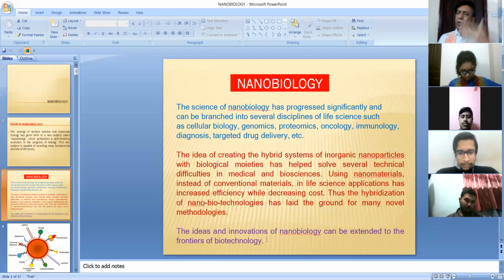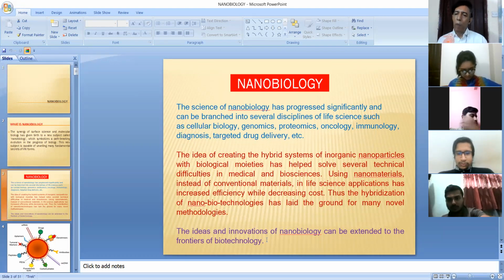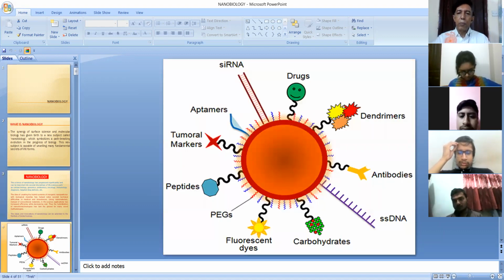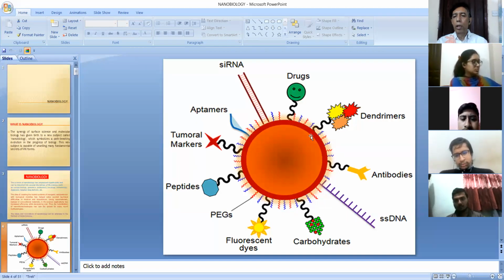So there is a difference between nanotechnology and nanobiotechnology. Nanobiotechnology works in our body, and nanotechnology can work in all other areas. You see, for example, this is an inorganic nanomaterial. Let us suppose it is a gold nanomaterial. It is a gold nanoparticle.